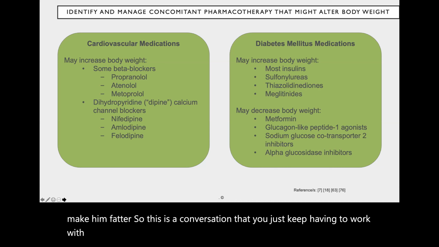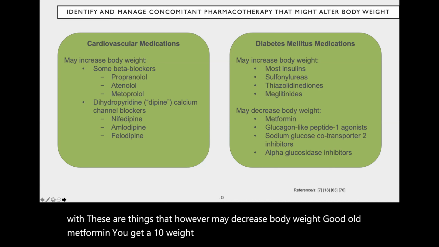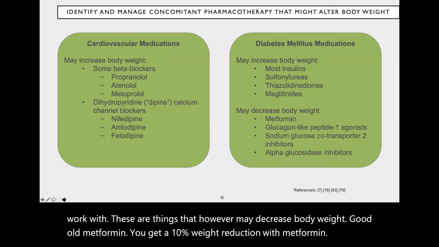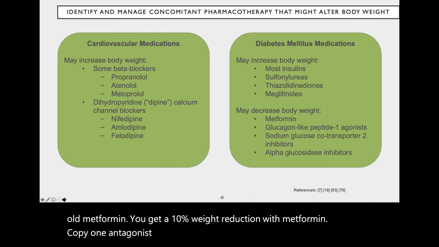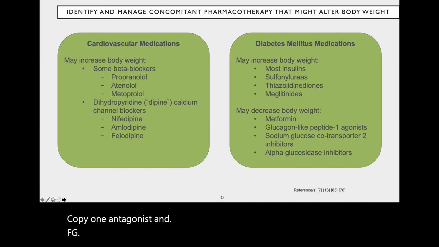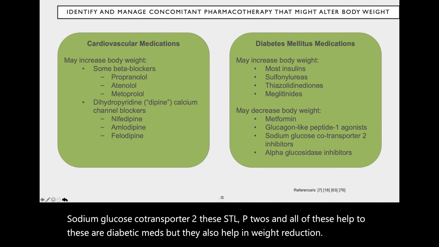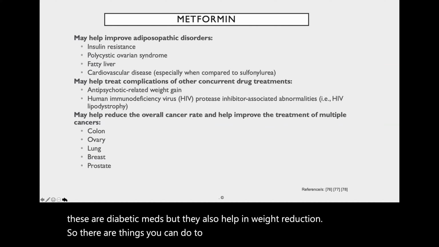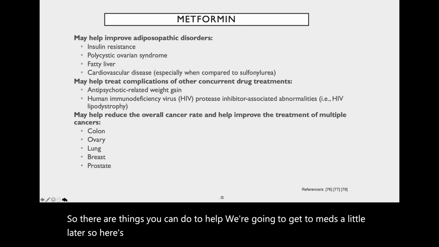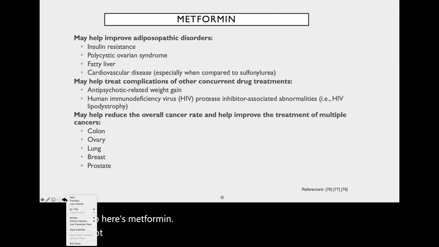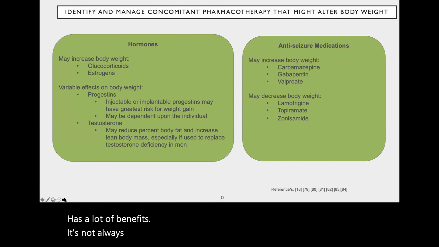These are things that, however, may decrease body weight. Good old metformin, you can get a 10% weight reduction with metformin. GLP-1 agonists and sodium glucose cotransporter 2s, these SGLT2s. These are diabetic meds, but they also help in weight reduction. So there are things you can do to help. We're going to get to meds a little later. So here's metformin. It has a lot of benefits. Not always tolerated, though. People don't like the GI impact.